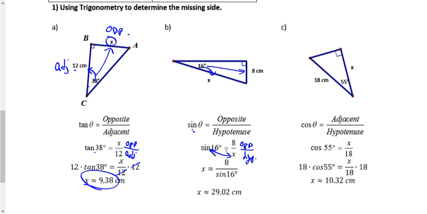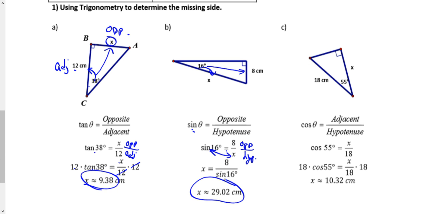On your calculators right now, do 8 divided by sine 16. 29. Did you get that right there? Yeah, I got it. Okay. 29.0236. Right on the money.